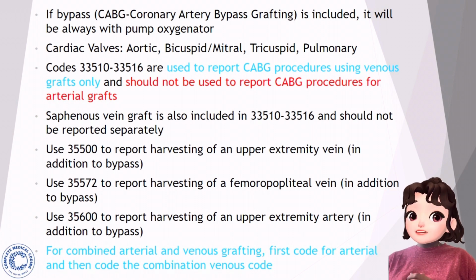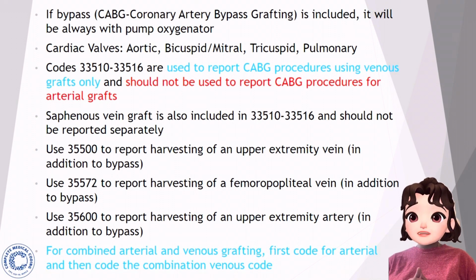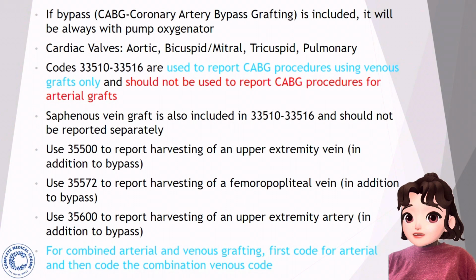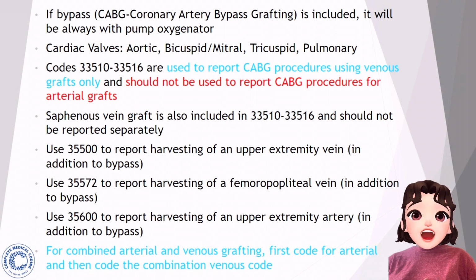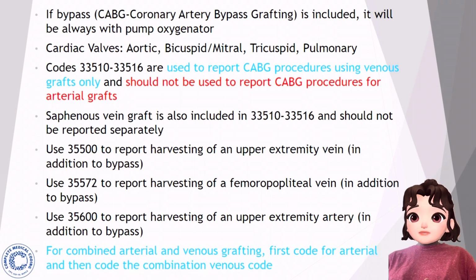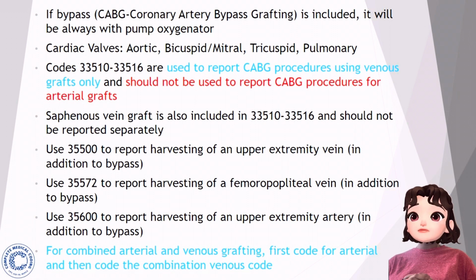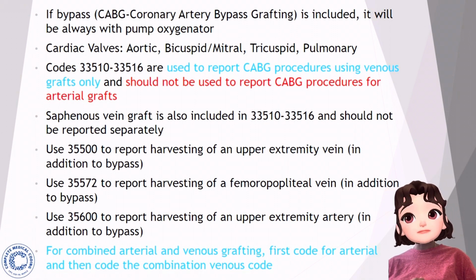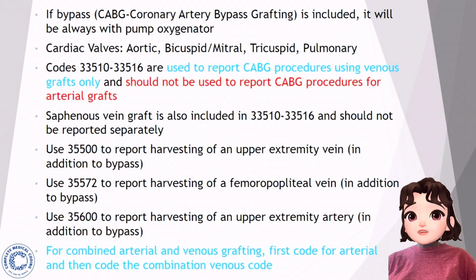But if the question is related to a combined arterial and venous graft, just check the last point which I had mentioned in blue color. For combined arterial and venous grafting, first code for arterial and then code the combination venous code. So if it is a combined arterial and venous grafting, we need to first code for arterial and then the combination venous code. That's how we need to code it. But if it is only using venous graft, then we will code only for the venous grafting and not for the arterial graft.